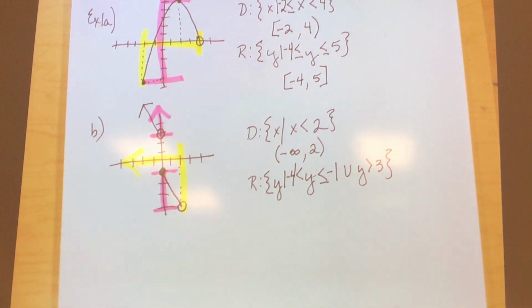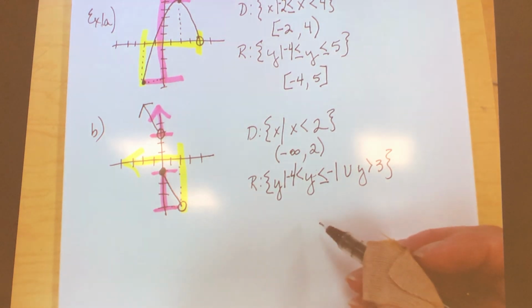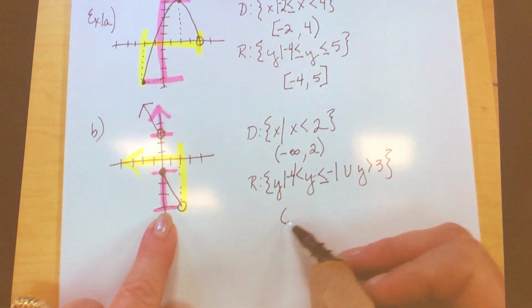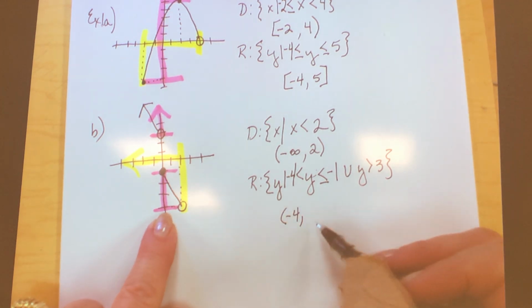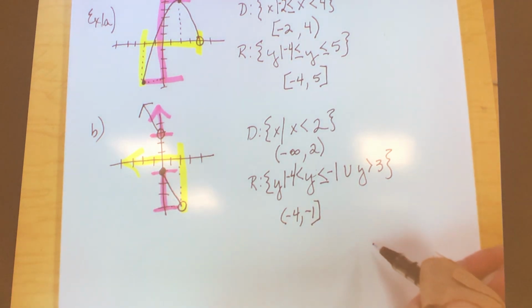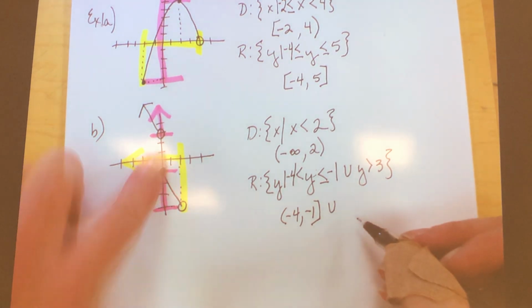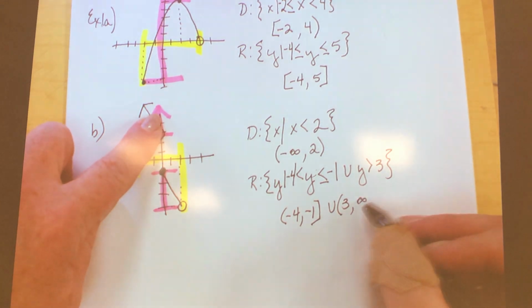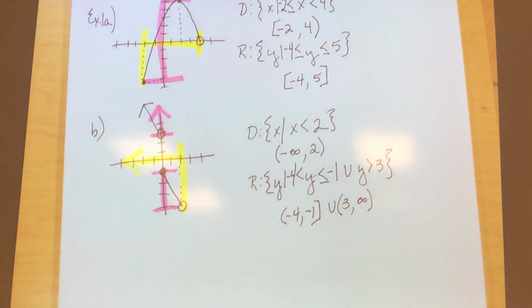Okay? In interval notation, it's going to look like from -4, not included, all the way to -1, which is included, or from 3, not included, to positive infinity, never included. Anybody got a question?